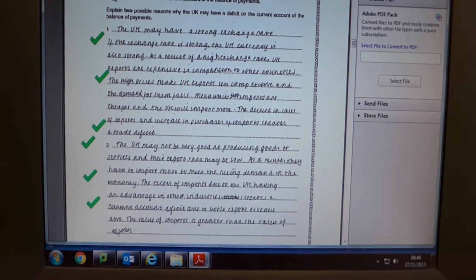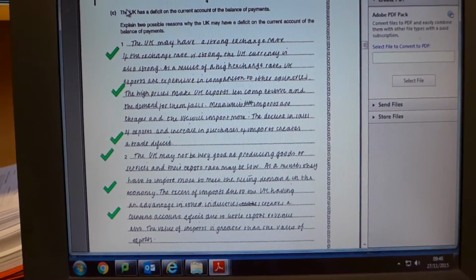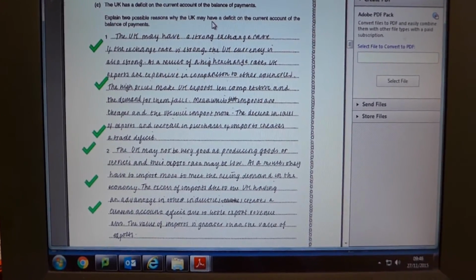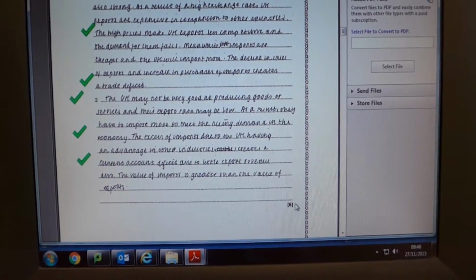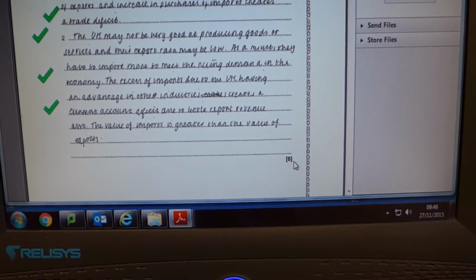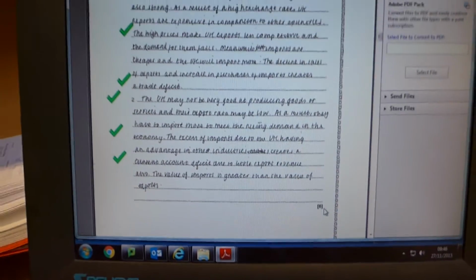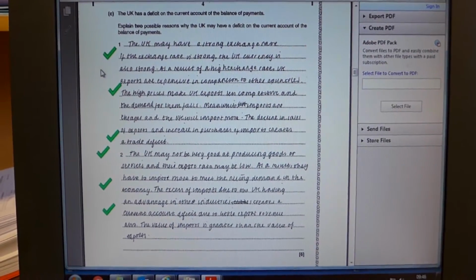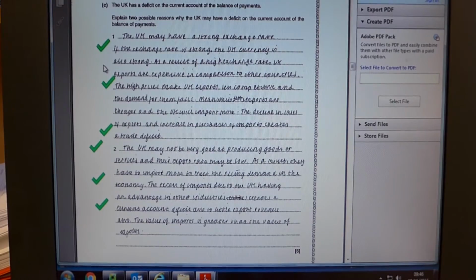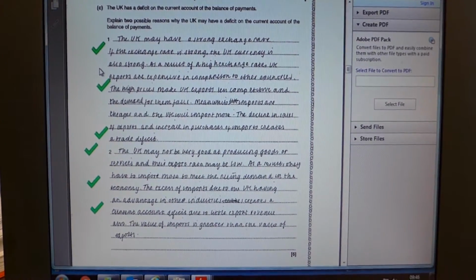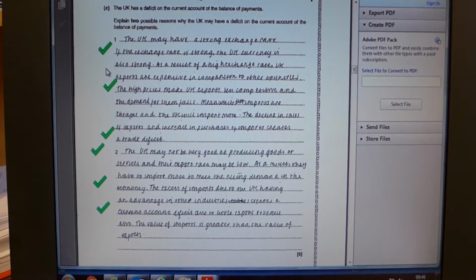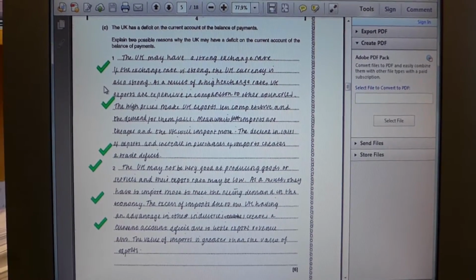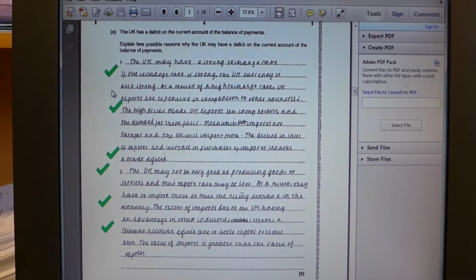The UK has a deficit on the current account of the balance of payments. Explain 2 possible reasons why the UK may have a deficit on the current account. So this is quite a straightforward question. You can see at the bottom here, this particular question, it's worth 6 marks. So let's see what this A-star candidate has written. Number 1, the UK may have a strong exchange rate. So there's their identifier, and then they get the next 2 marks for the explanation. If the exchange rate is strong, the UK currency is also strong. As a result of a high exchange rate, UK exports are expensive. So that's excellent.